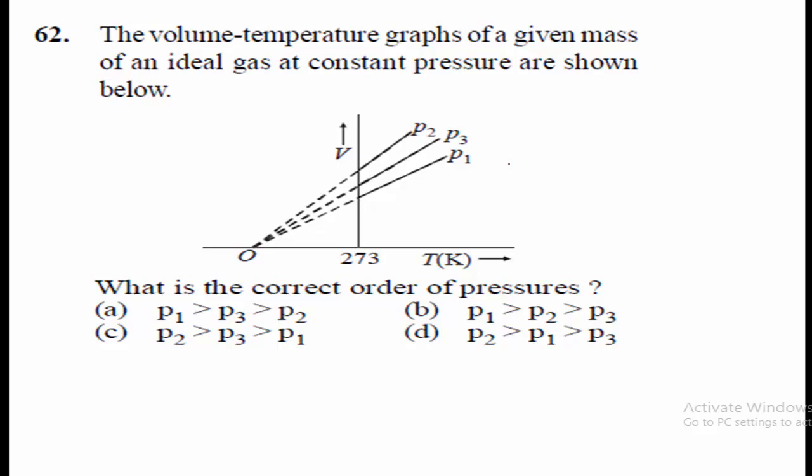62nd, the volume-temperature graphs of a given mass of an ideal gas at constant pressure are shown below. So this is from Charles' law. Now, what is the correct order of pressures? From the graph, we can simply say that P1 is greater than P3, and P3 is greater than P2. By observing the graph, you can see which one has high pressure. So P1 is greater than P3 is greater than P2. Which option is right? Option A.